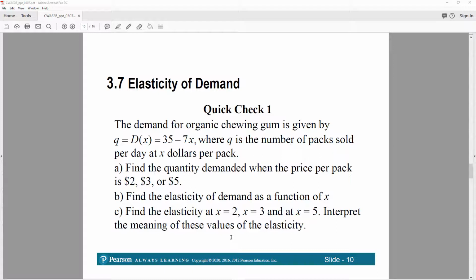Now, another example. The demand for organic chewing gum is given by the demand function here. Q is the number of packs sold per day at x dollars per pack. And that's the demand function for it. Find the quantity demanded when the price per pack is $2, $3, or $5. Find the elasticity of demand as a function of x. Find the elasticity at $2, $3, and $5. Interpret the meaning of these values of the elasticity.